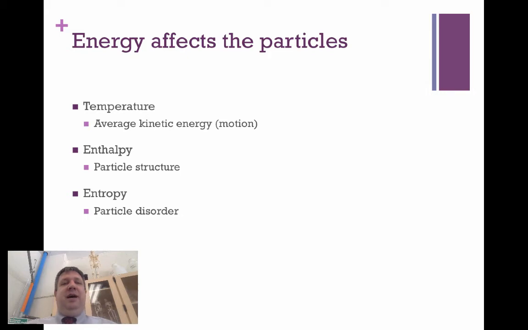What affects the particles? Well, it relates to energy. We looked at how we break down the free energy of a system as temperature, which is the average kinetic energy of the particles in a system, also simply called their motion. We had enthalpy in the particle structure, and then we also have entropy, which is the amount of particle disorder. And in general, natural systems tend to want to move from a state of order to disorder.